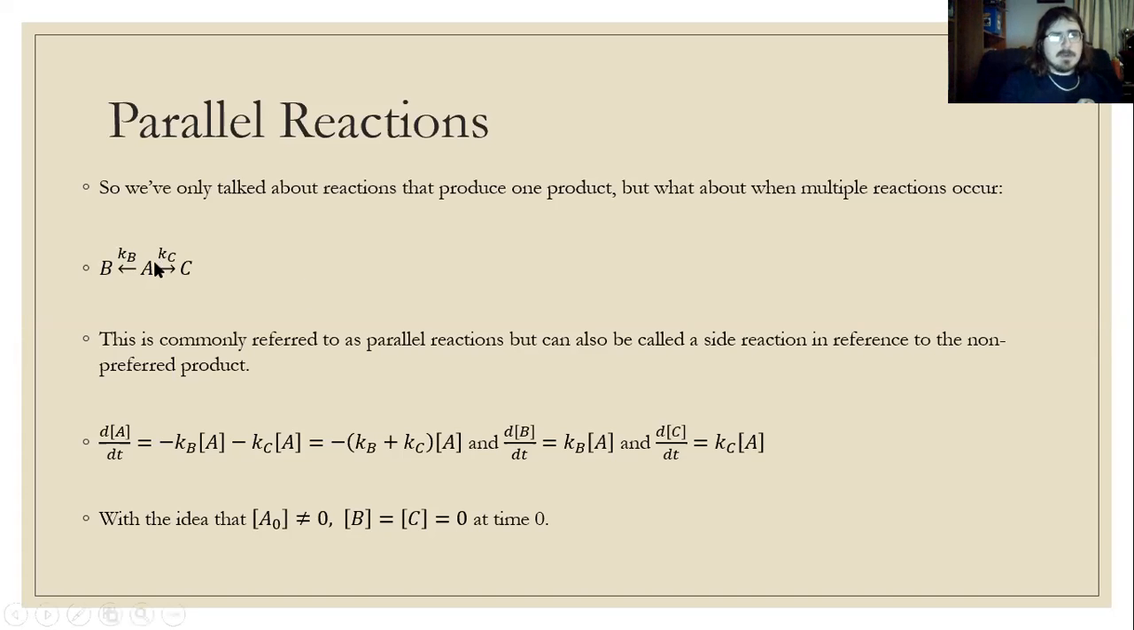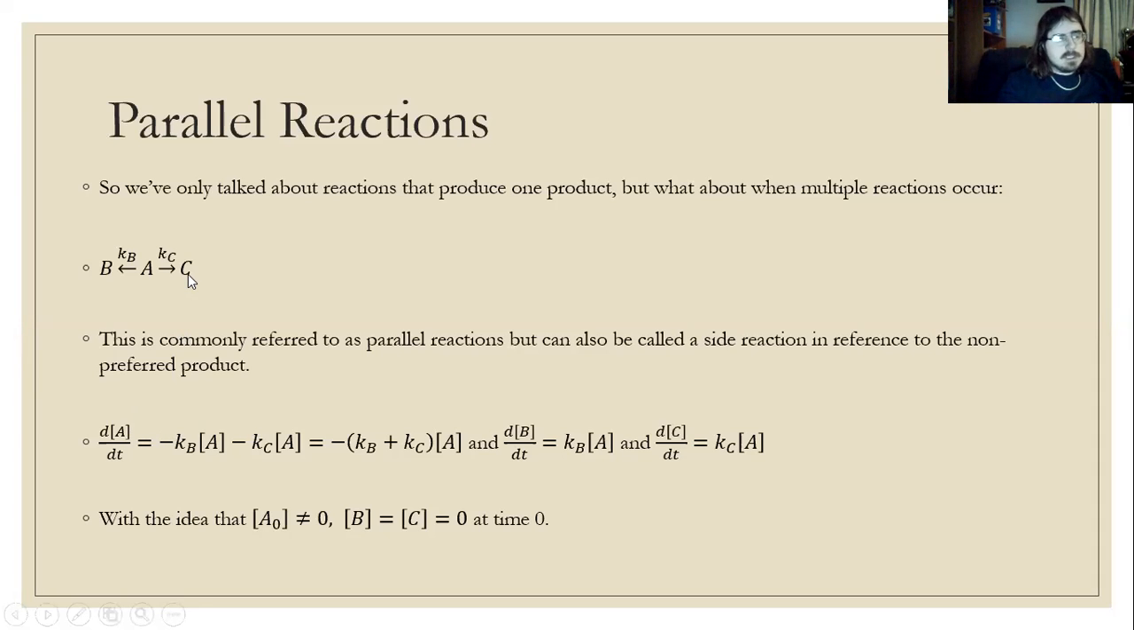So this is a reaction where A could go to C, A could go to B, and they each have a rate law: A goes to C with Kc, and A goes to B with Kb. This is commonly referred to as a parallel reaction. The reactions can run in sync with each other, also called side reactions if we're producing a non-preferred product.